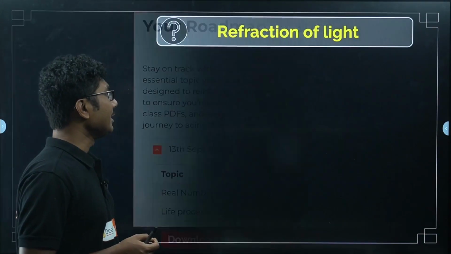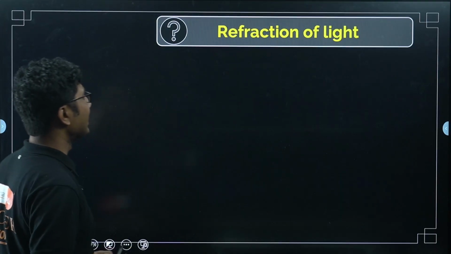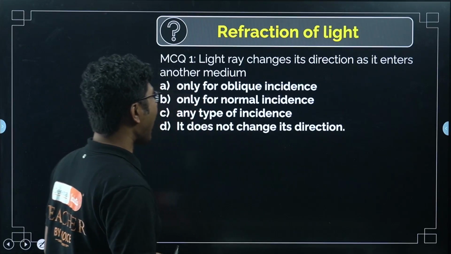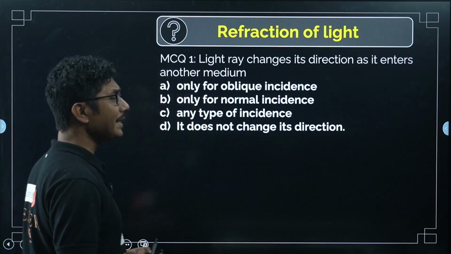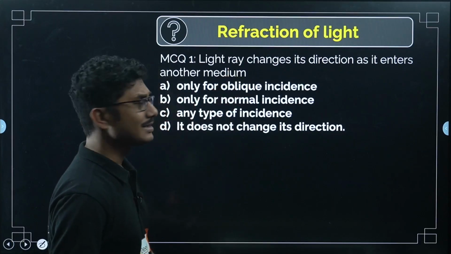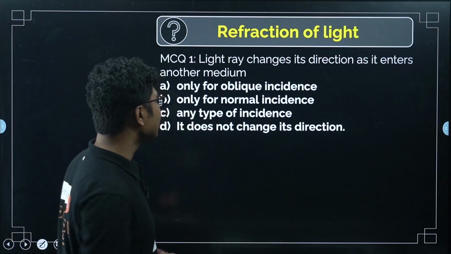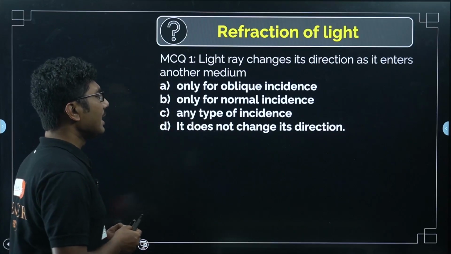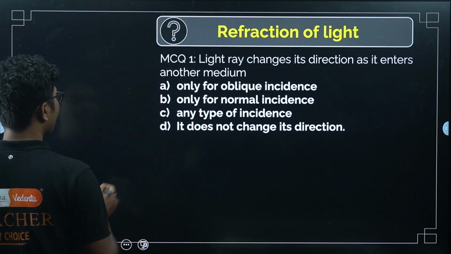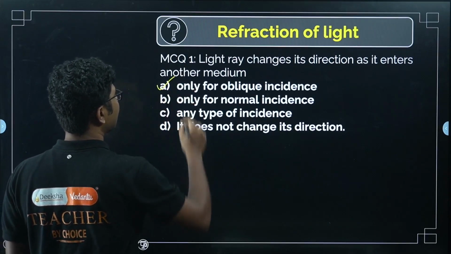Now let's continue. First let us look into refraction of light. Light rays change direction as they enter another medium. Now what are the possible cases when the light ray changes its direction? Only for oblique incidence, only for normal incidence, or any type of incidence? The light changes its direction when traveling from one medium to another only for oblique incidence.